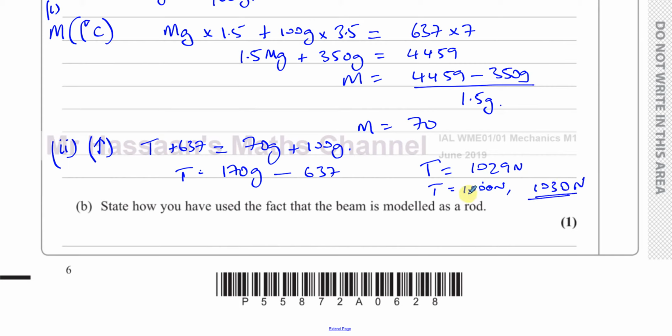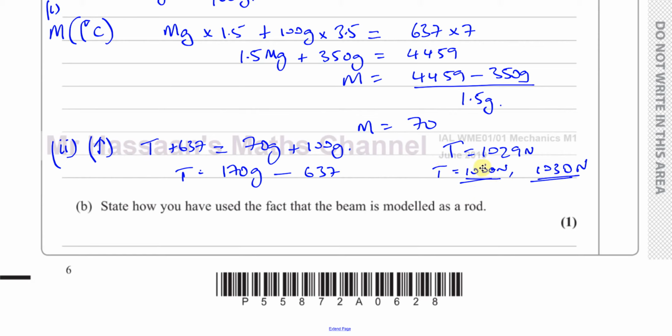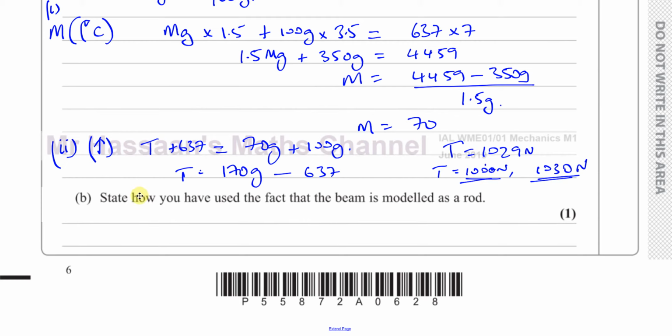So the answer should be given either to 2SF or 3SF. Both of those will be accepted. It's best not to leave it in terms of G, because this is a rounded value. We haven't used G in its exact value. We've used G rounded as 9.8, as we're asked to do, to two significant figures. So that's why the answer should really be in two significant figures, which will be 1,000 newtons. But if you write it to 3SF, that's also acceptable.